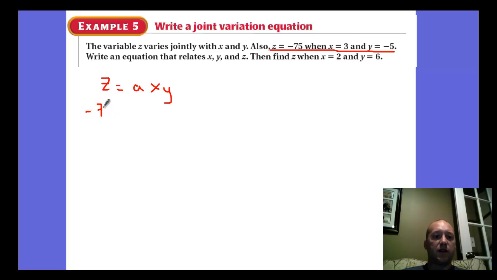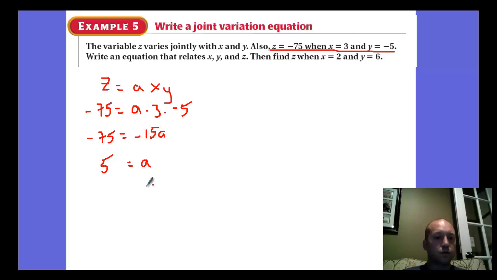So z is negative 75, and that equals a we do not know, but we know x is 3, and we know y is negative 5. So we have negative 75 equals negative 15a. Divide both sides by negative 15 to find what a is: 5. We can rewrite our equation. Z equals our a value times x times y.